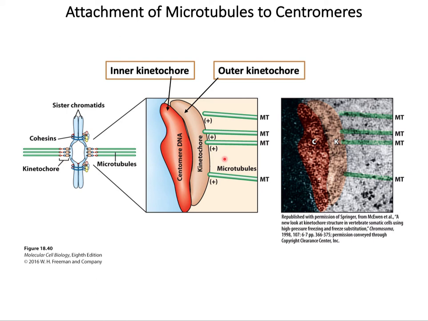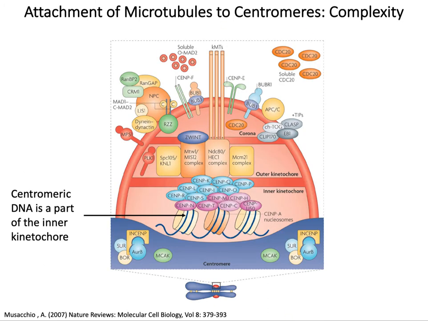So please keep in mind that the inner kinetochore and the outer kinetochore are not individual proteins as depicted in this diagram, but they are actually large protein complexes. And here you can see an artificially colored transmission electron micrograph of those green microtubules interacting with the light brown outer kinetochore protein complex. It also shows the inner kinetochore with the centromeric DNA in the dark brown and the chromosomal DNA in the blue-black. Now we're going to look at these complexes in much more detail.